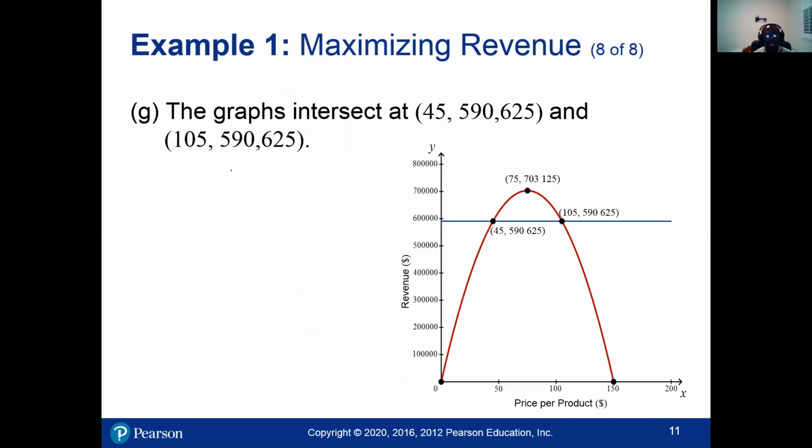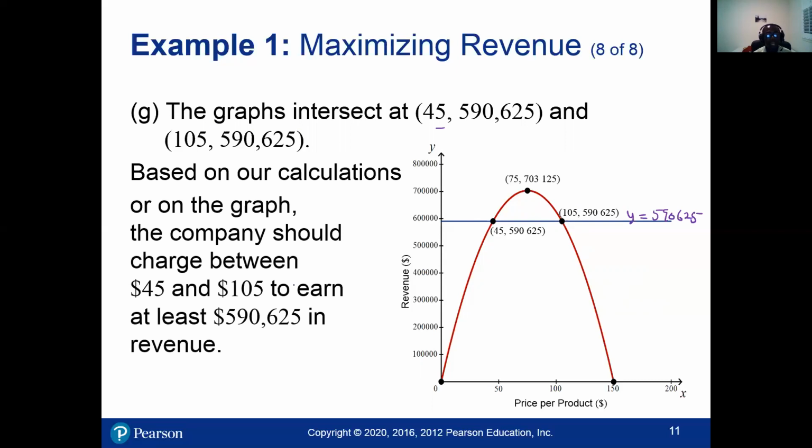Okay, so it means that the graphs intersect at these points, 45 and 105, at 596.25. As you can see, this is the line, the R of x, or if you like, y is equal to 596.25. Okay, so that's what you said that we should do. So based on this, what can we say? It means that the company should charge between $45 and $105 to earn at least that amount in revenue. Okay, so that brings us to the end of this example.